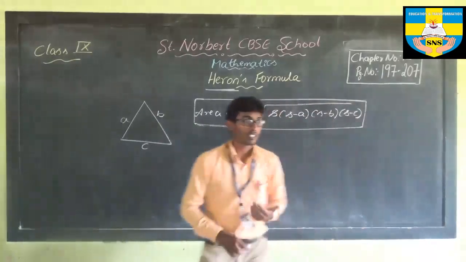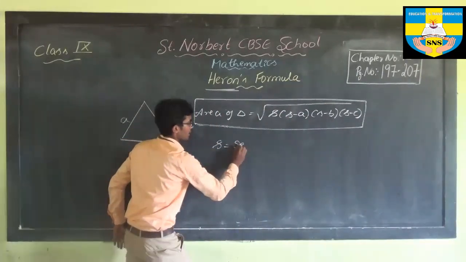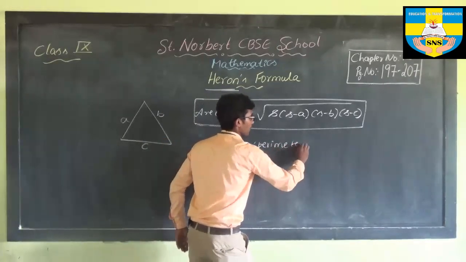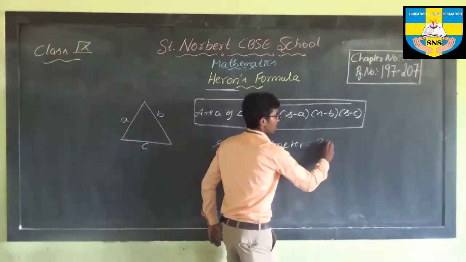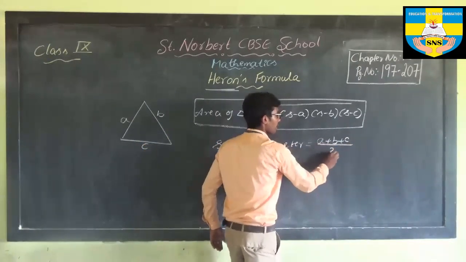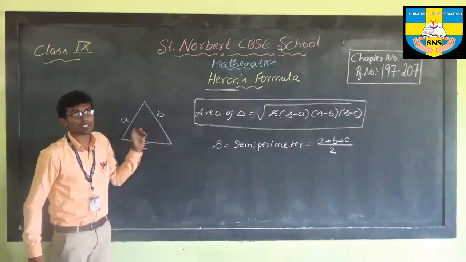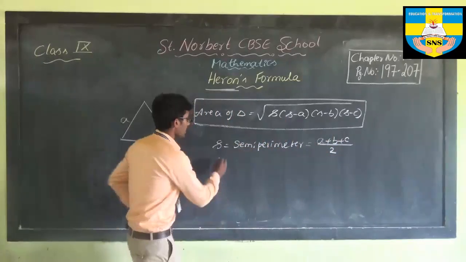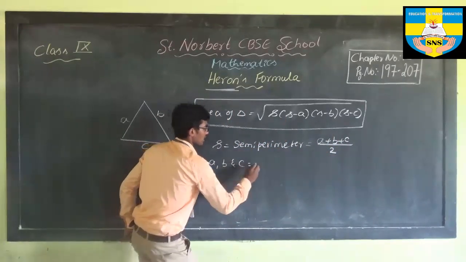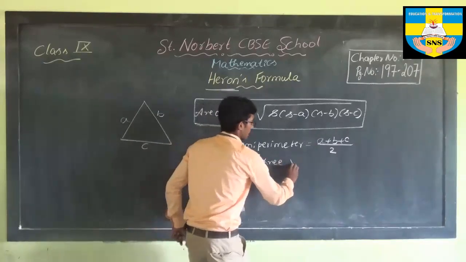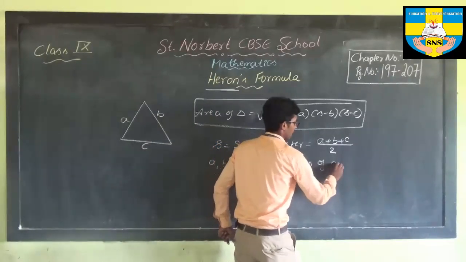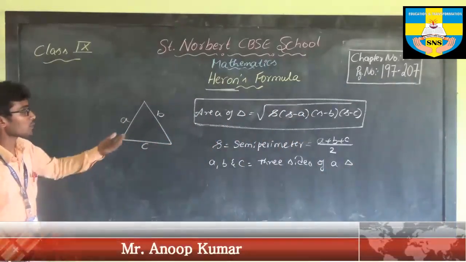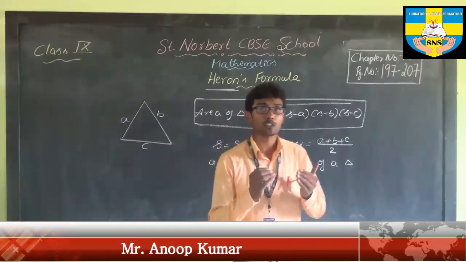What do you mean by S here? S is the semi-perimeter. Semi-perimeter is nothing but half of the perimeter. You can write this as A plus B plus C divided by 2. Perimeter is A plus B plus C. What is half of the perimeter? A plus B plus C divided by 2. A, B and C are the three sides of a triangle. If you can remember this information, it is possible to calculate the area of a triangle by using Heron's formula.